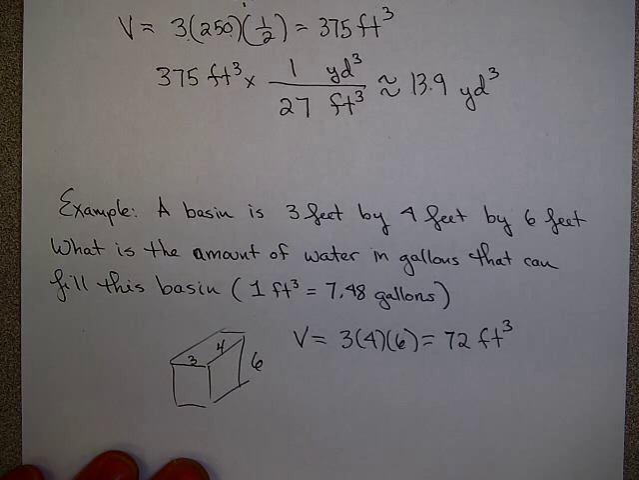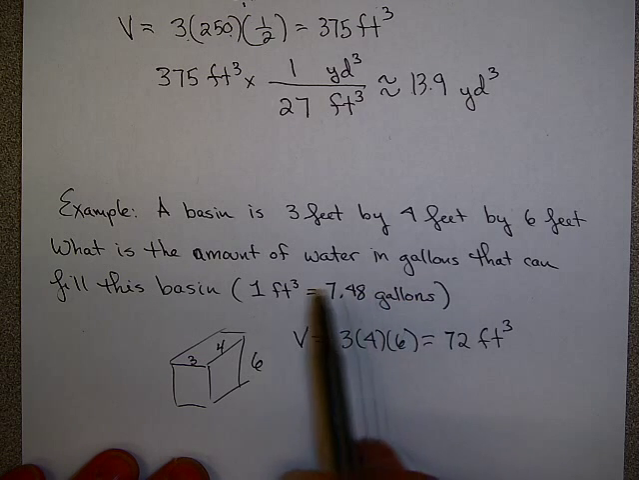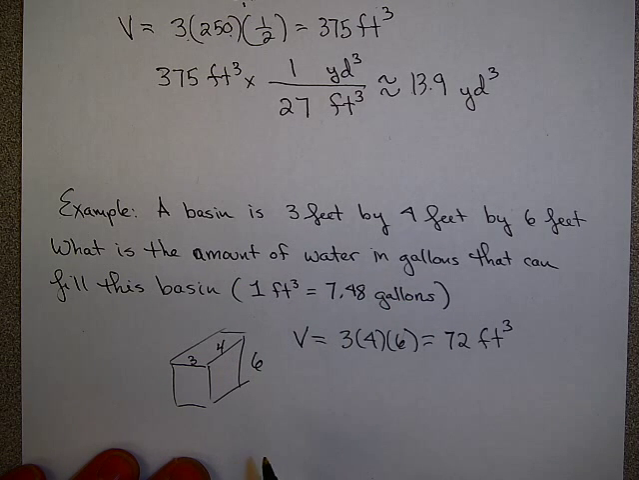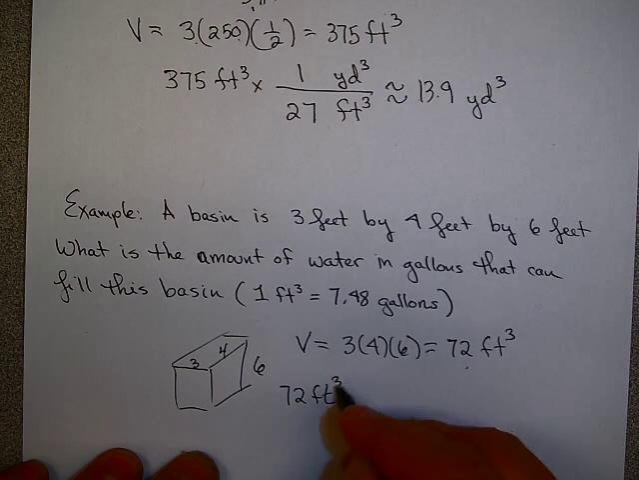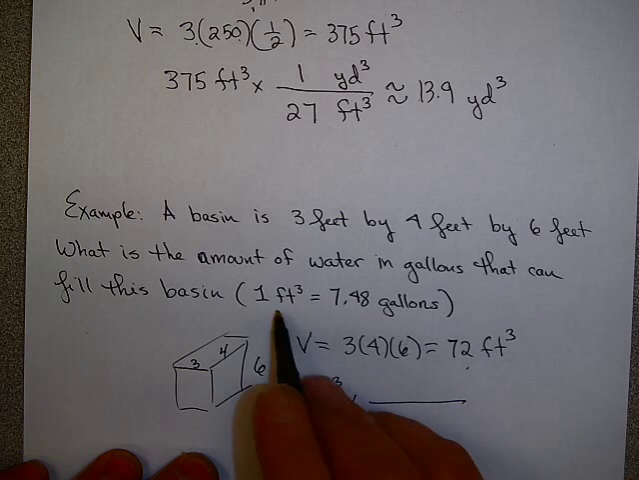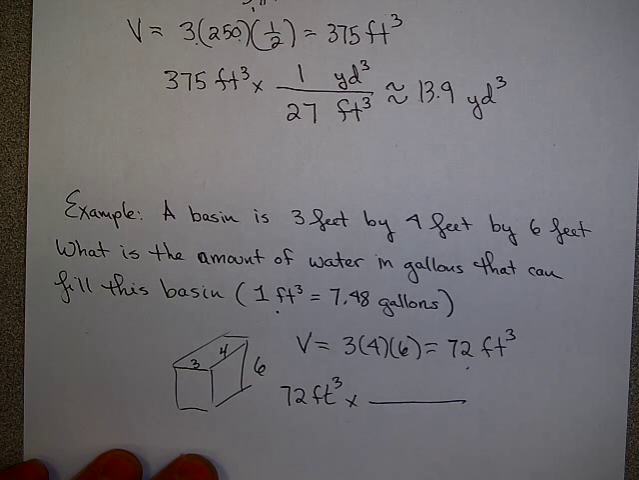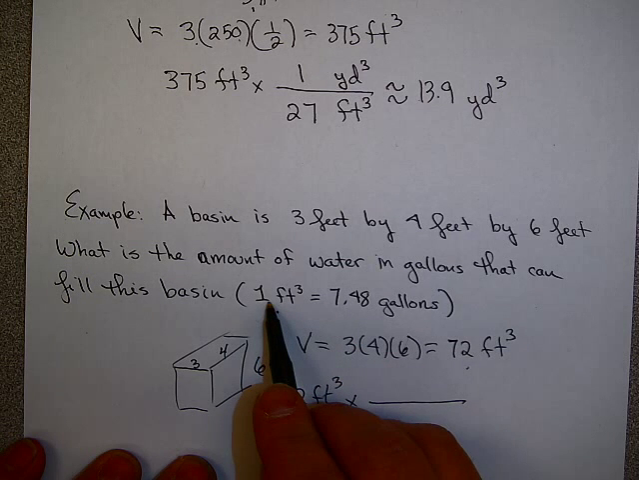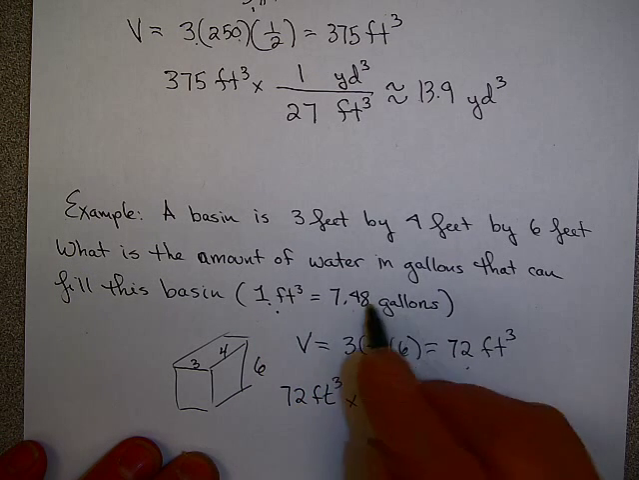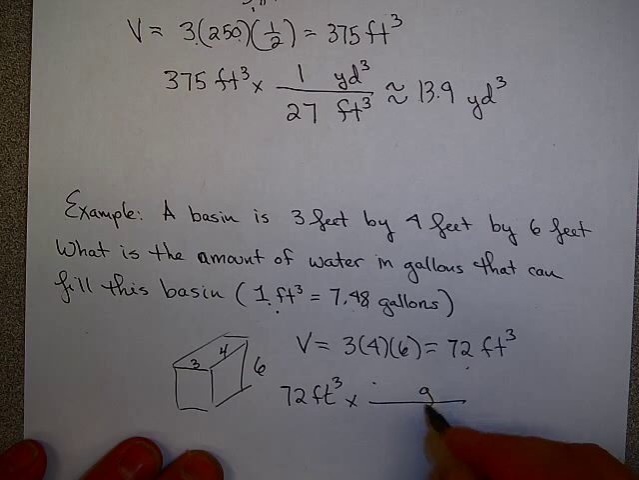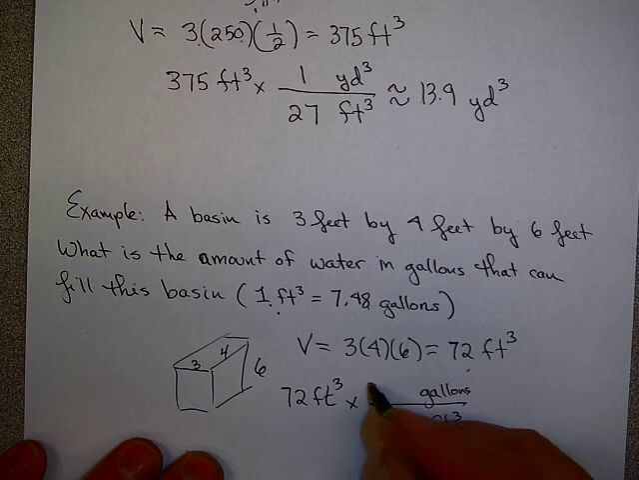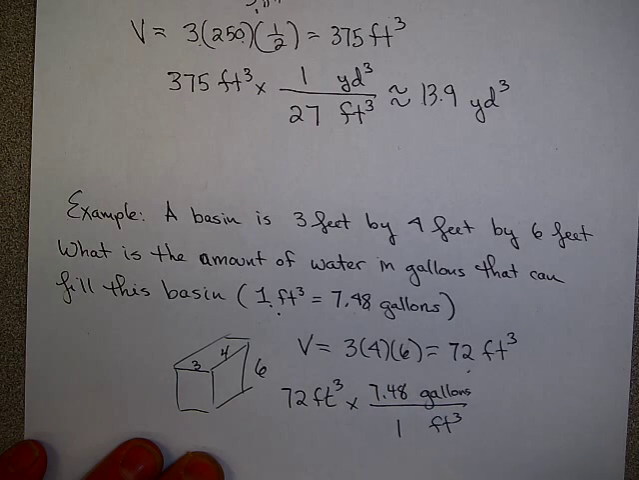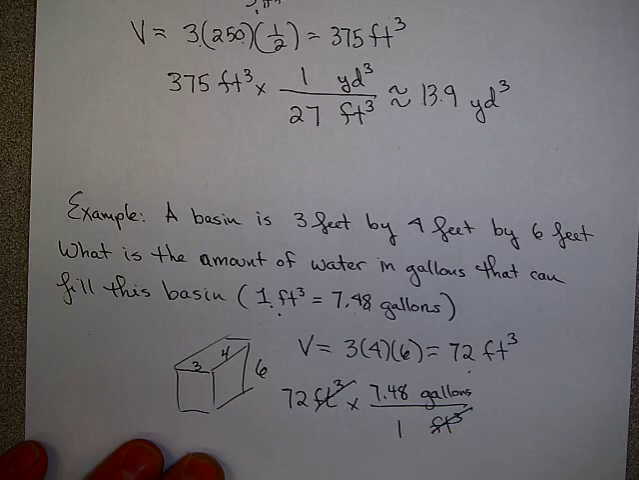I'm filling this basin with water. I now want to know what is the amount of water in gallons that I can put in here. So I can fit in 72 cubic feet of water, but I need to find the conversion factor for water from cubic feet to gallons, which again is in my chart. So I've given it to you here. 1 cubic foot is 7.48 gallons. So I want gallons on top and cubic feet on the bottom. So this would eliminate my cubic feet and give me gallons.